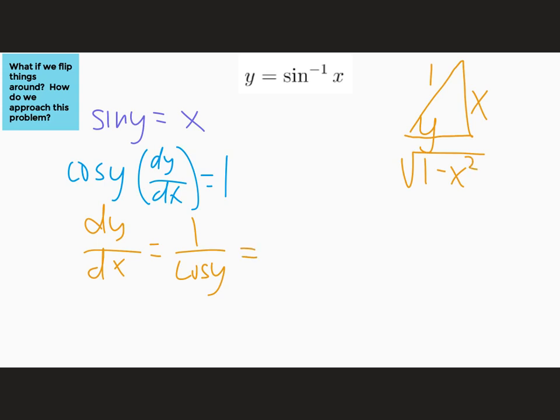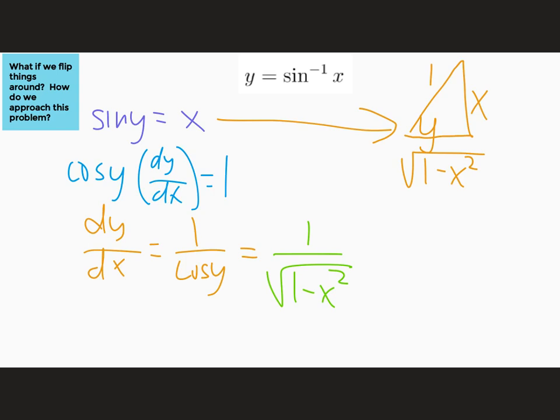So now what's the cosine of y? If you're confused where that picture came from, right there. So the cosine of y, given that picture, is the square root of 1 minus x squared. We did it. That's the derivative of the inverse sine.